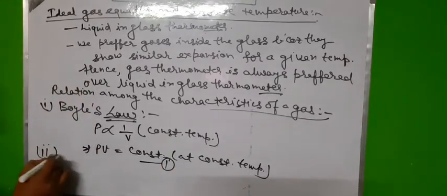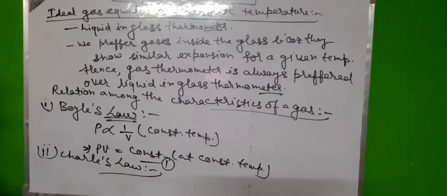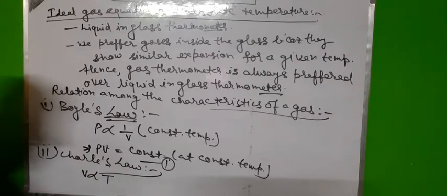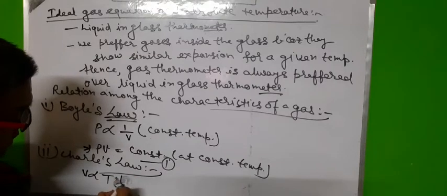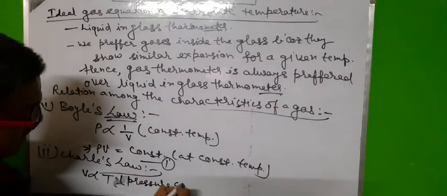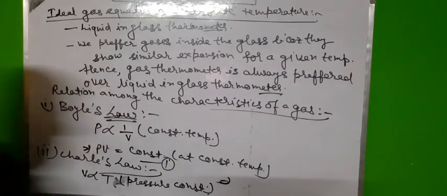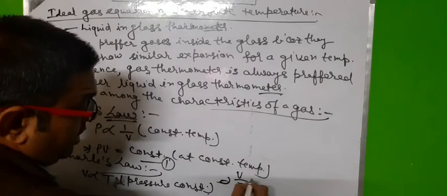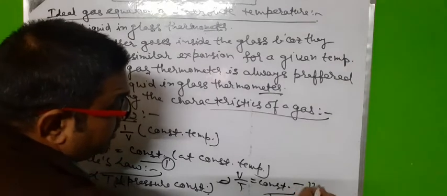Now the second one is Charles law. According to Charles law, volume is directly proportional to temperature, keeping pressure constant. Here pressure is constant. And from here we can say that V upon T is equal to constant. This is equation number 2.